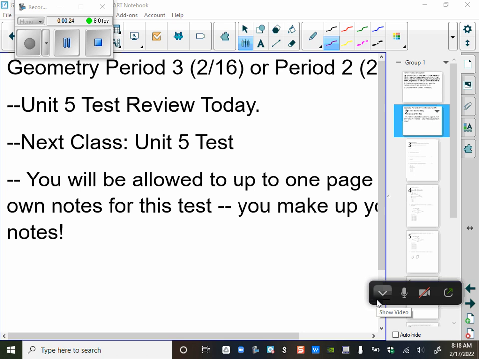Test review today. Next class is the actual test. You are allowed up to one page of your own notes for this test, but you make up your own notes. That means you take a piece of paper, you write down what you think is most important for this test, and then bring it next class. All right, so that's our game plan. Questions?